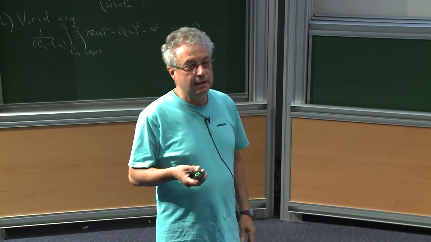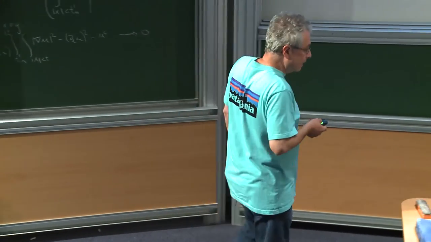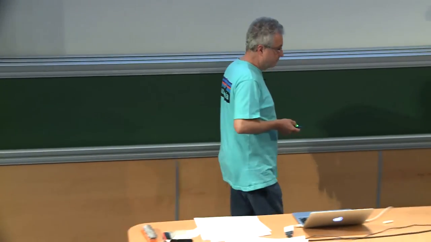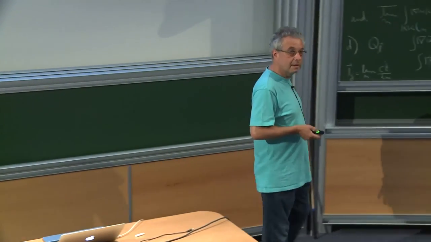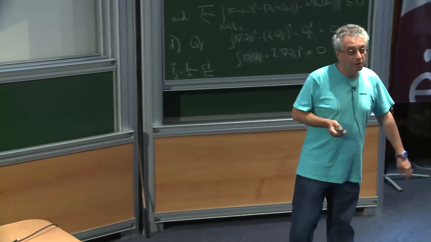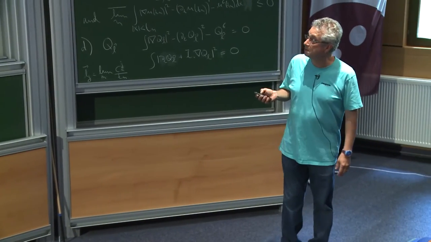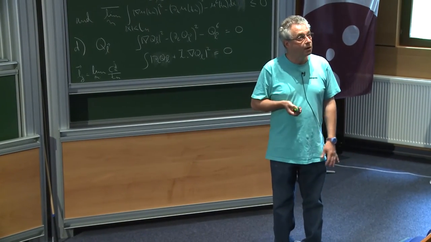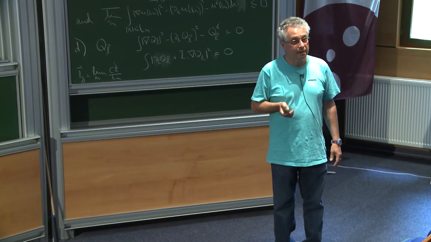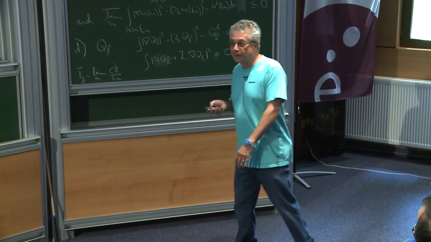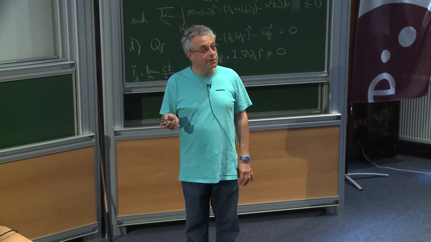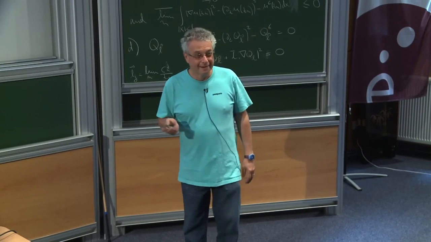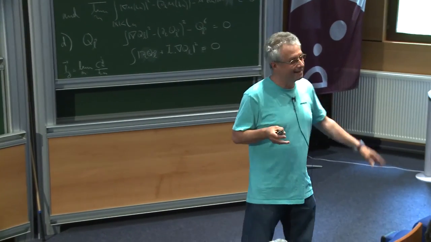Now, you could use the radiation field that we introduced on Monday to prove this. This is an immediate consequence of the radiation field. The problem is that in our proof of the existence of this radiation field, we use this property. So you don't want to do that.